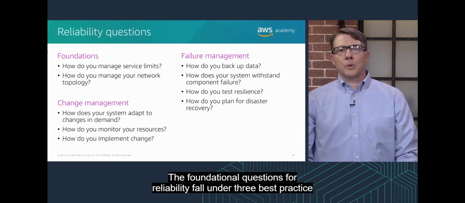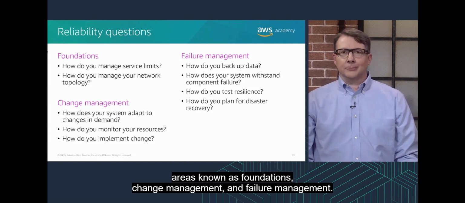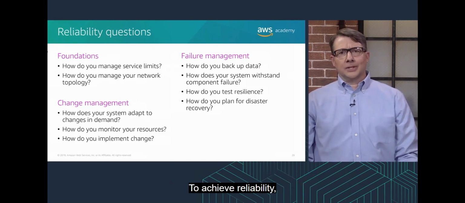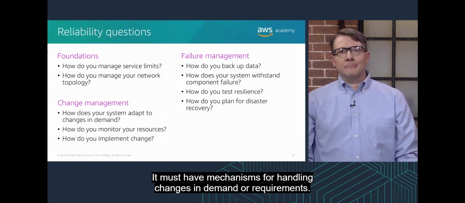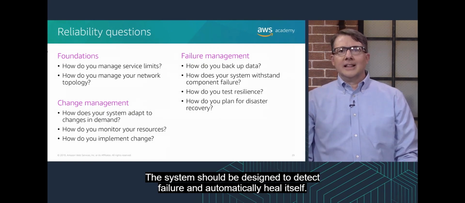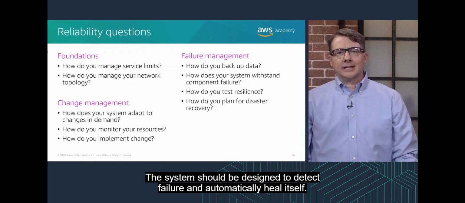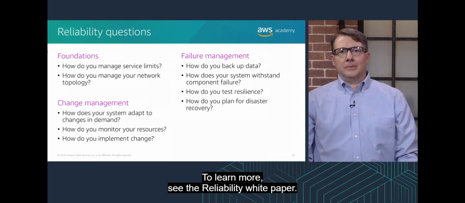The foundational questions for reliability fall under 3 best practice areas known as foundations, change management, and failure management. To achieve reliability, a system must have both a well-planned foundation and monitoring in place. It must have mechanisms for handling changes in demand or requirements. The system should be designed to detect failure and automatically heal itself. To learn more, see the Reliability White Paper.